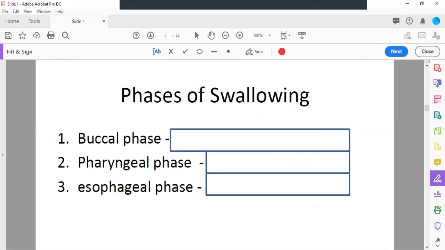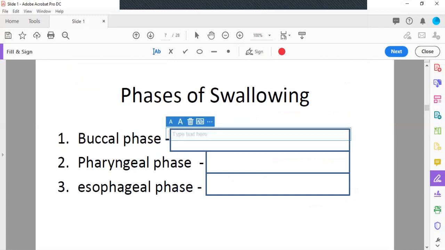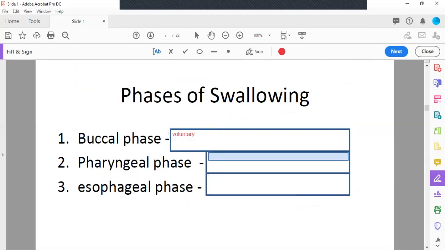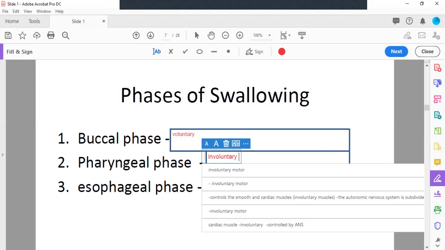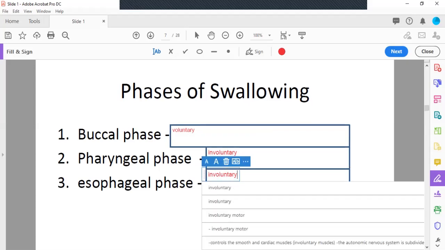All right, so like I was saying, there are three phases of swallowing. The first one is called the buccal phase, and that would be voluntary. The second phase is the pharyngeal phase. When you think of the buccal phase, it's in your mouth. The pharyngeal phase will be in the pharynx, and the esophageal phase within the esophagus. The pharyngeal phase will be involuntary, and the esophageal phase will also be involuntary.